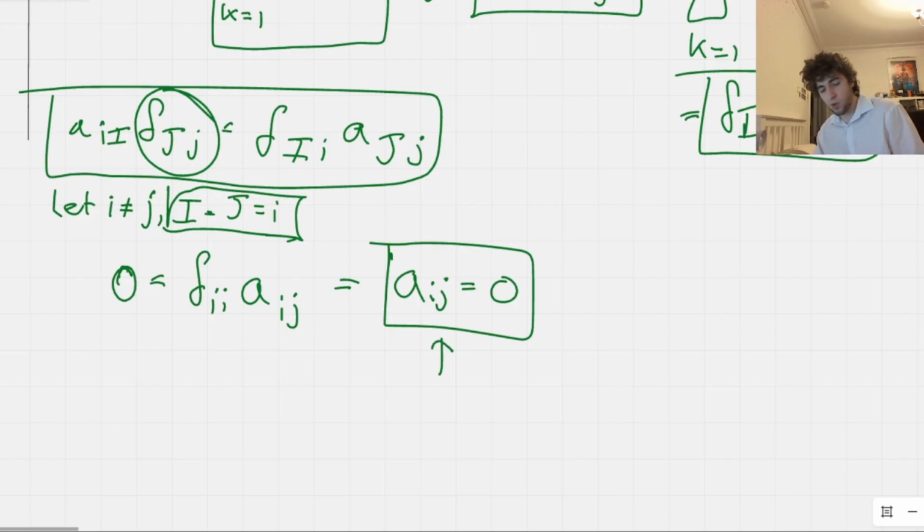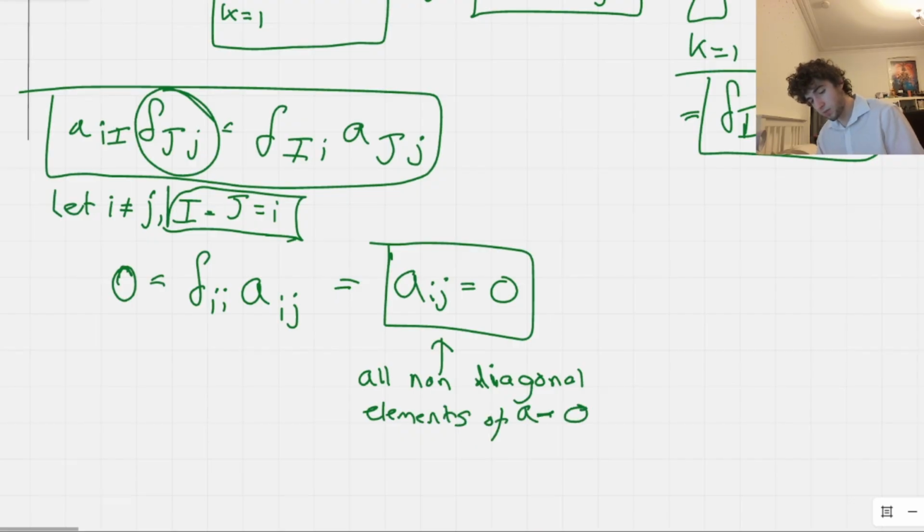So effectively, all non-diagonal elements of A are equal to 0. That's already very good, because we're trying to prove that it's lambda times the identity matrix, and the identity matrix has 1s on the diagonal, which we haven't ruled out, and it has 0s elsewhere, which we're seeing here.